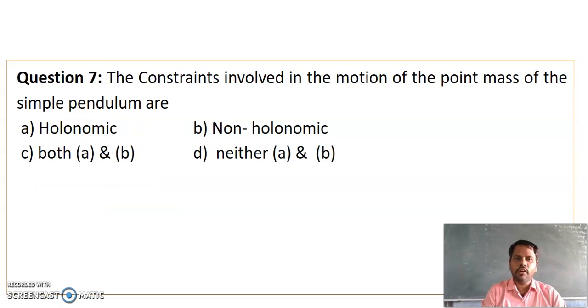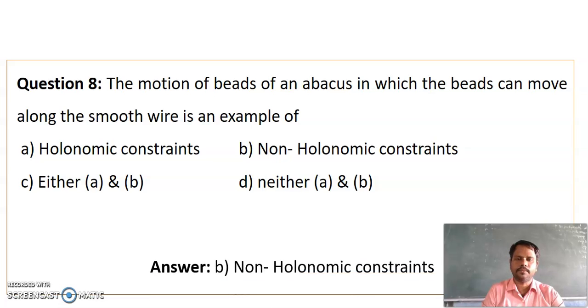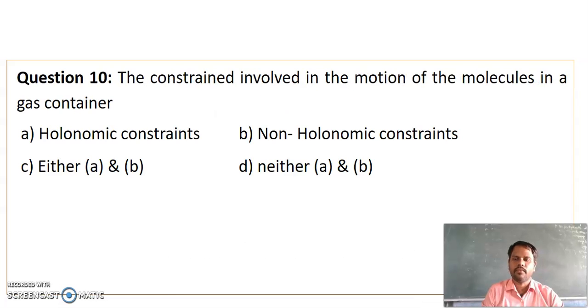The constraint involved in the motion of the point mass of a simple pendulum is an example of holonomic constraint. The motion of a bead in which the bead can move along a smooth wire is an example of non-holonomic constraint. The constraint involved in the motion of a rigid body in which the distance between two particles is always fixed is an example of holonomic constraint. The constraint involved in the motion of molecules in a gas container is an example of non-holonomic constraint.